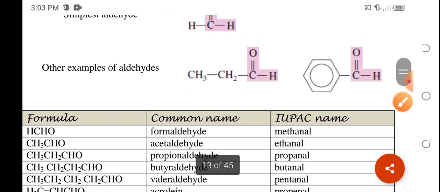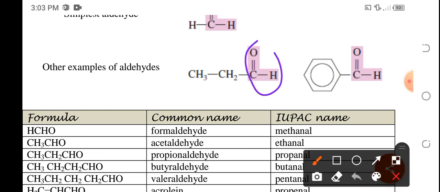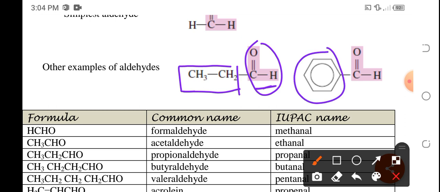Okay? Another example of aldehyde, so ito pa rin, it has the C double bond OH at this end, and the other part would be a series of carbon atoms, or it could also be an aromatic ring. Nevertheless, meron pa rin tayong carbonyl carbon with a hydrogen.